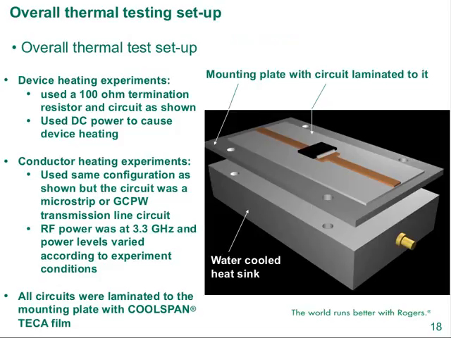And it's a pretty simple setup, actually. What we did was we had a water-cooled heat sink built, and then for the circuits to be tested, we had the circuits built. They're a very simple microstrip circuit, ground plane on the bottom, signal plane on top. You can see the signal plane in this case. And in this case, this is a circuit that was used for device heating. So in the middle of the signal conductor run, you see that black box there. That's really a simple 100-ohm termination resistor. And what we were doing was using DC power to heat the resistor to cause the device heating.